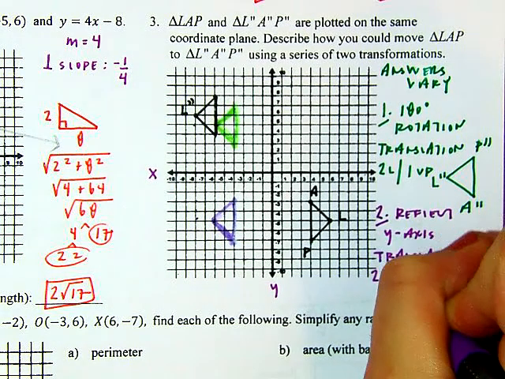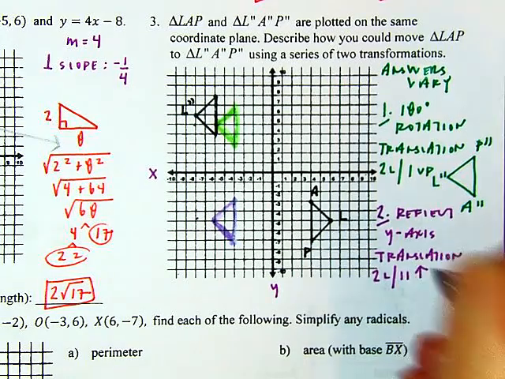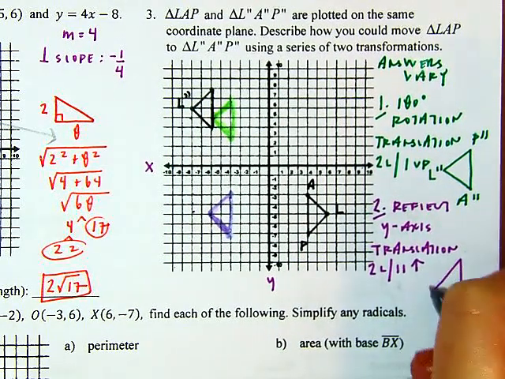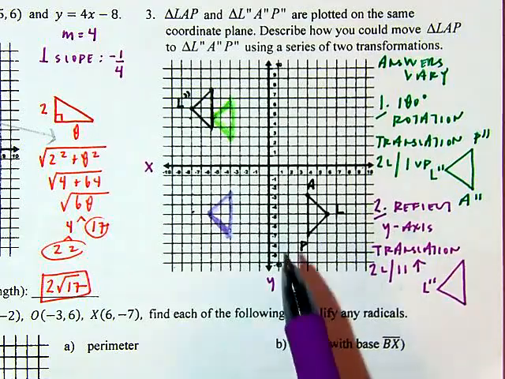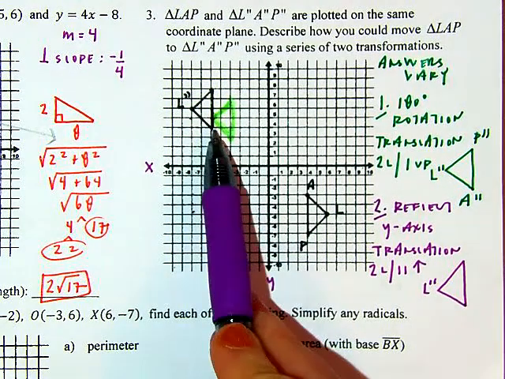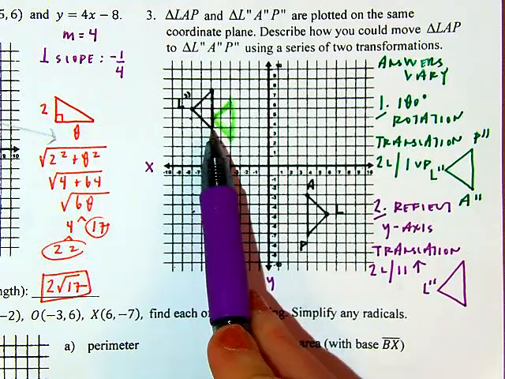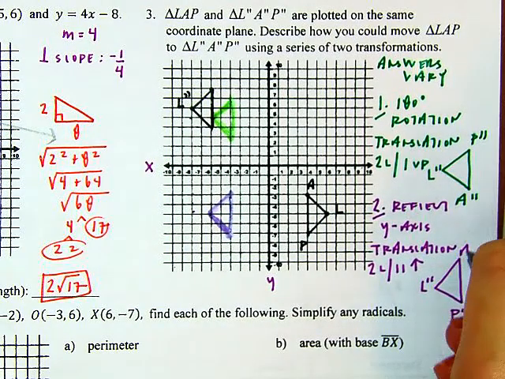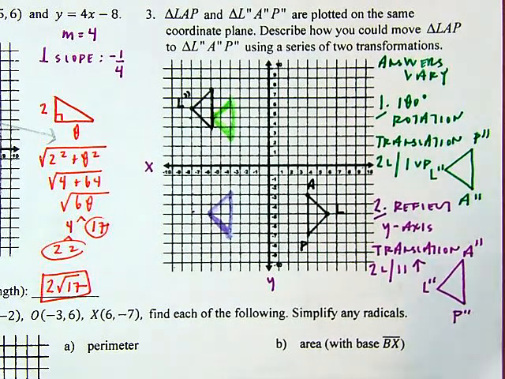2 left, 11 up. Okay, then what would that look like? I know that this is the L double prime. So right here would be the P single prime. So when it slides to here, this would be the P double prime right there. And then here would be the A double prime just like that.